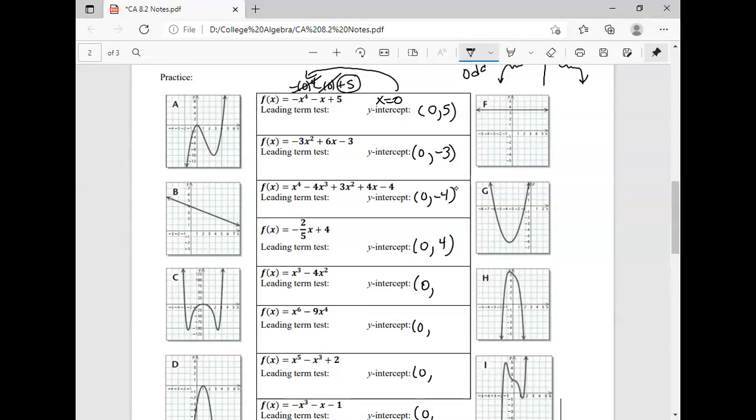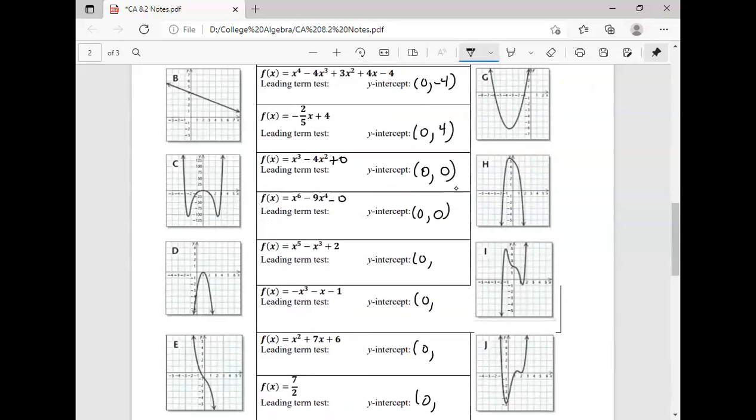This one doesn't have a constant number, so what's it going to be? 0. This one's the same way. It's going to be 0. We could stick a +0 out here or a -0. It doesn't matter, right? But it's just going to be 0 if there's no term there.